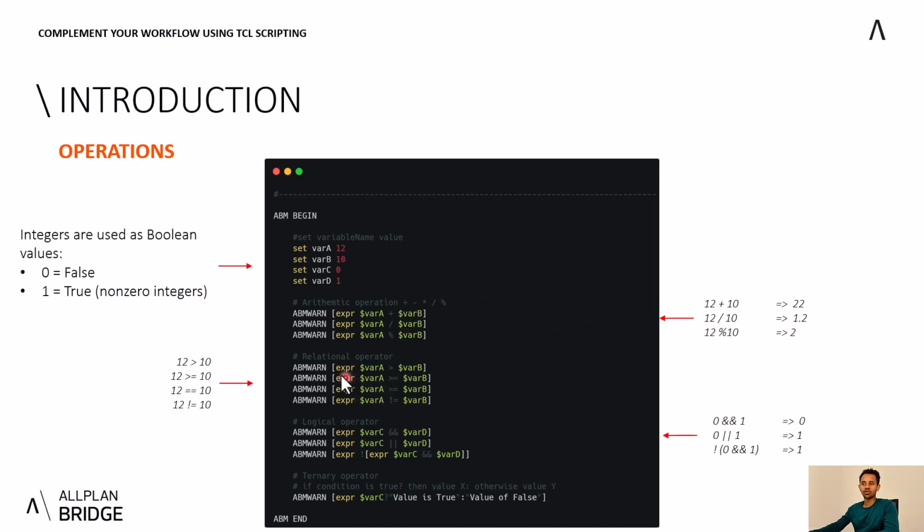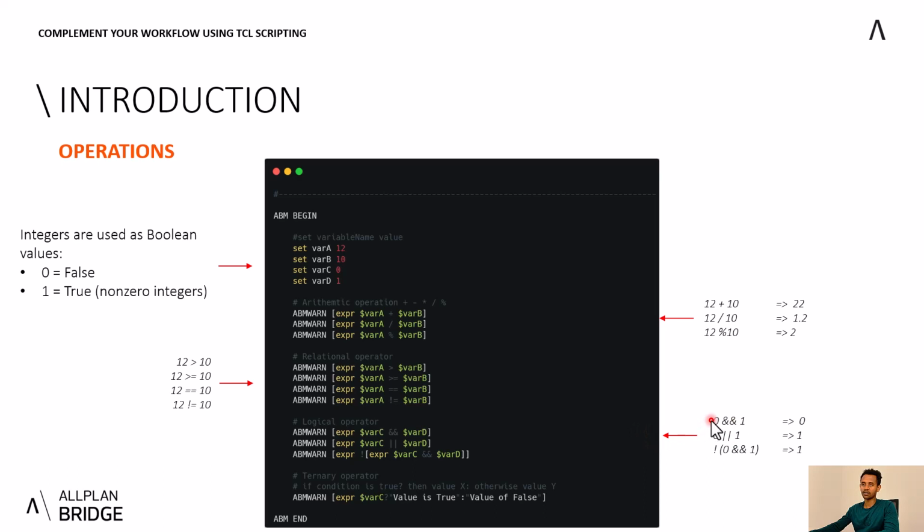Besides arithmetic, we also have relational operators, meaning checks like equal to, less than, not equal to, and so on. So this would also be possible to check. Then we also have the logic operators, like AND, OR, and not.